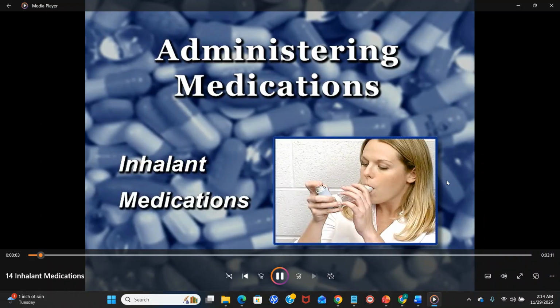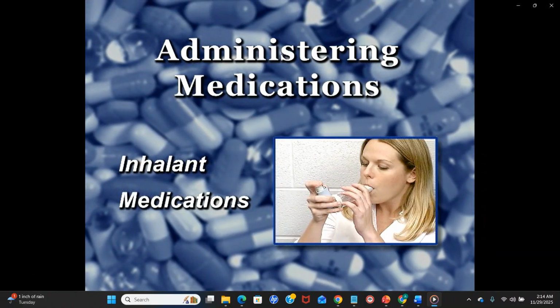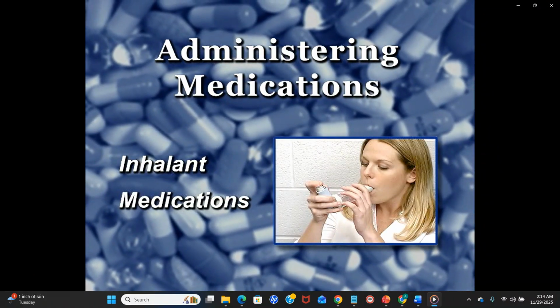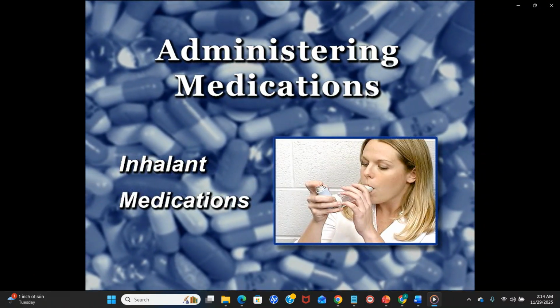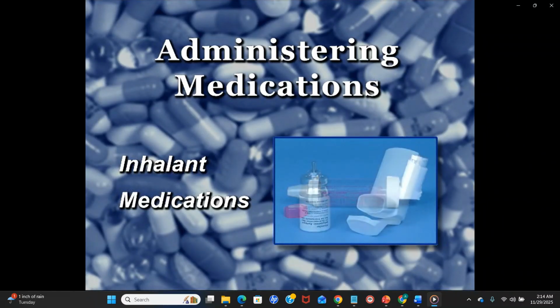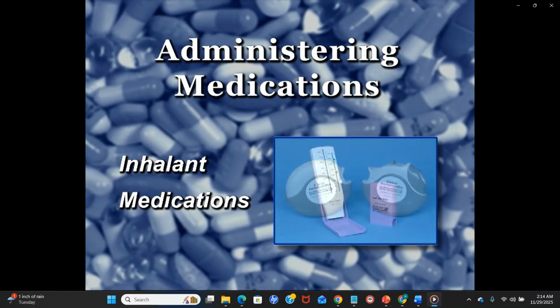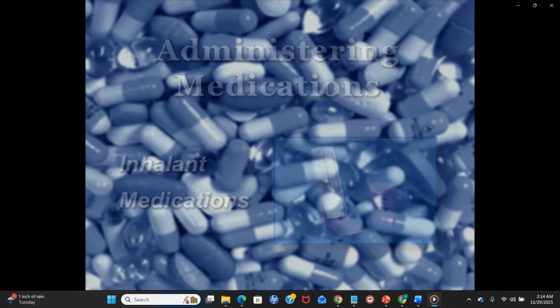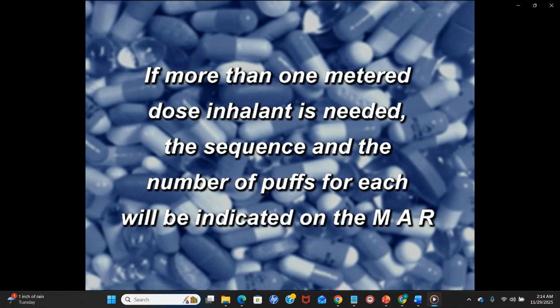Inhalant medications treat diseases that affect the lungs, and they are only effective when they reach the lungs. The most common method for administering inhalant medications is through the use of metered dose inhalers. The type of inhaler and the right dose will be designated on the MAR. If more than one metered dose inhalant is needed, the sequence and the number of puffs for each will be indicated on the MAR.